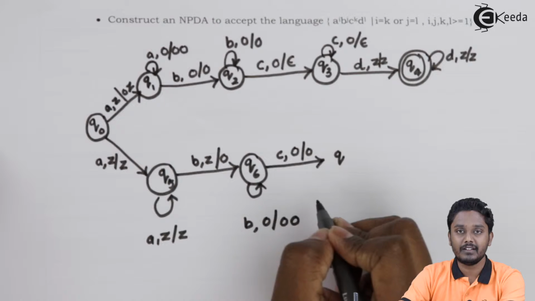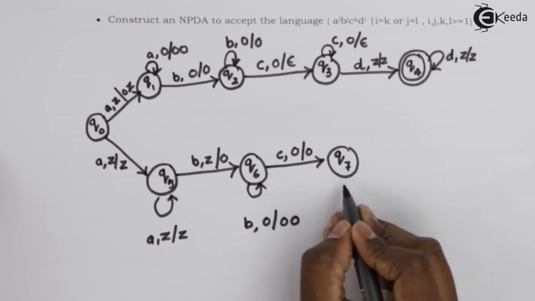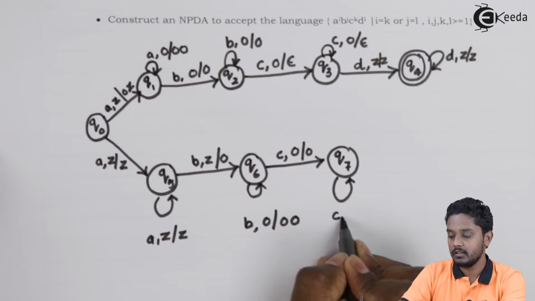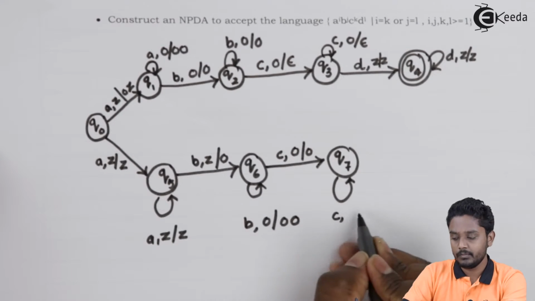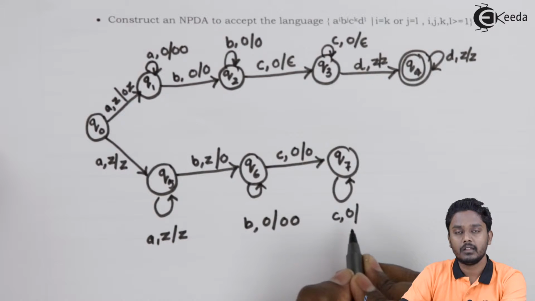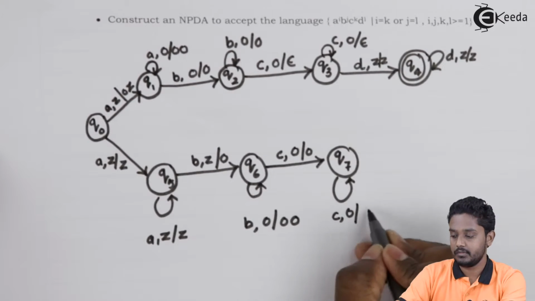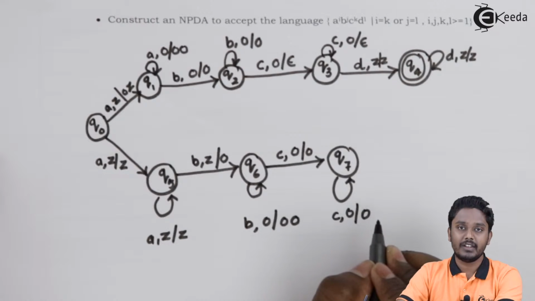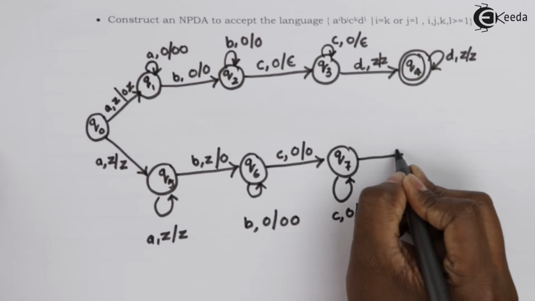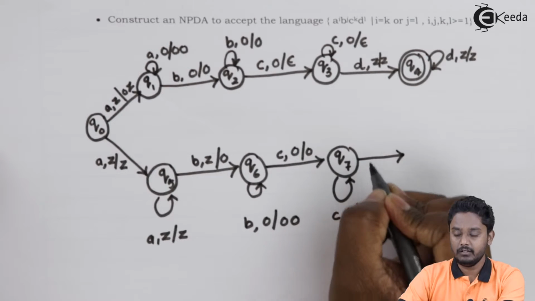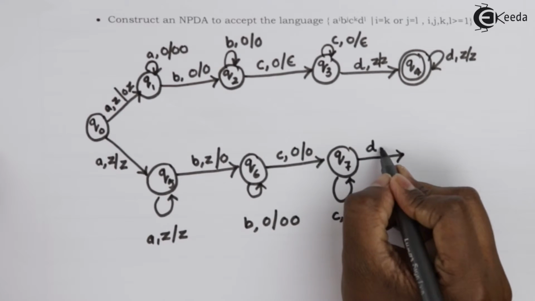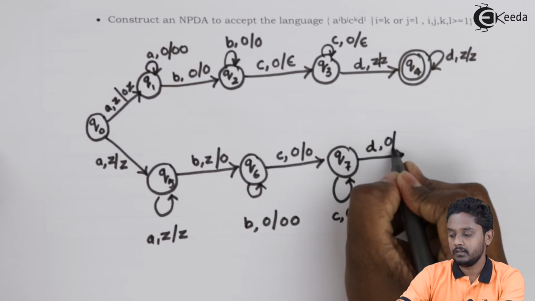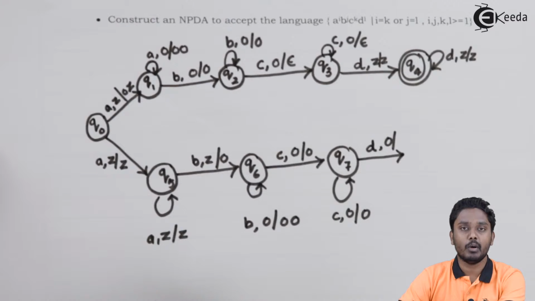Let us say Q7 is that state. With every C, 0 as the top of the stack. Keep the 0 as it is. Now we need to count all the D's. D with 0 as the top of the stack. We have to continuously pop it off.